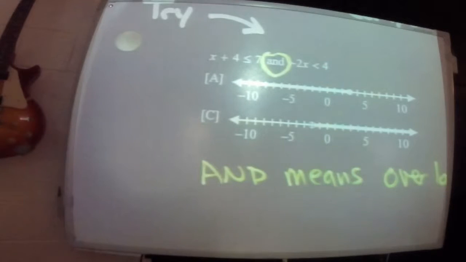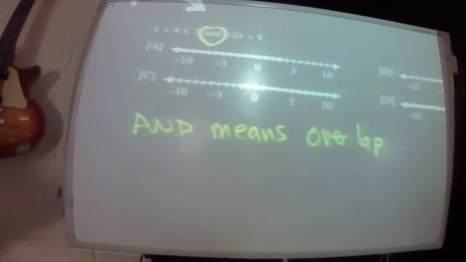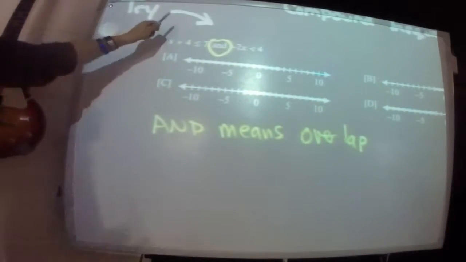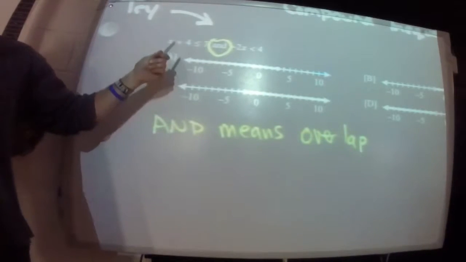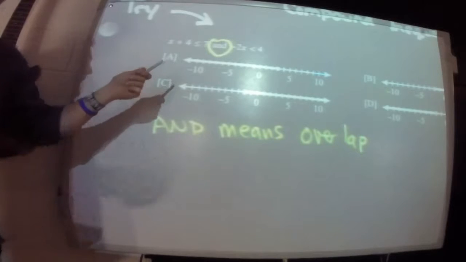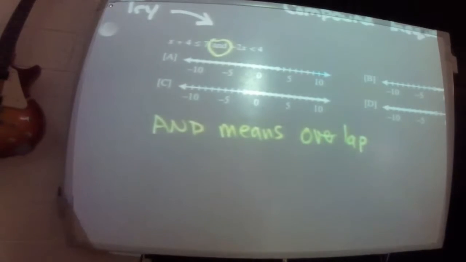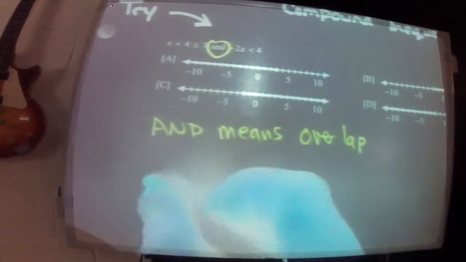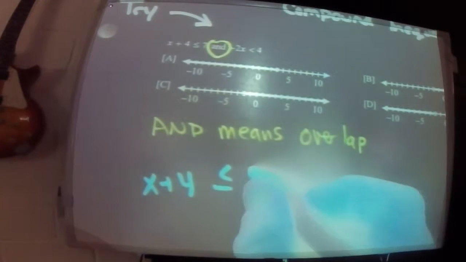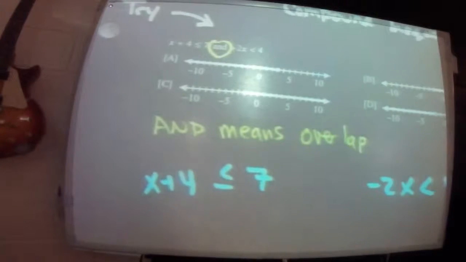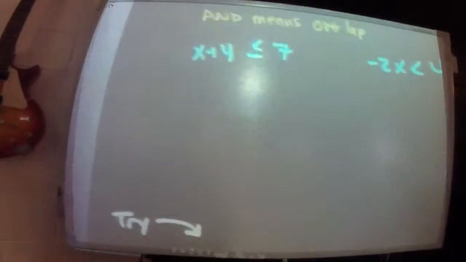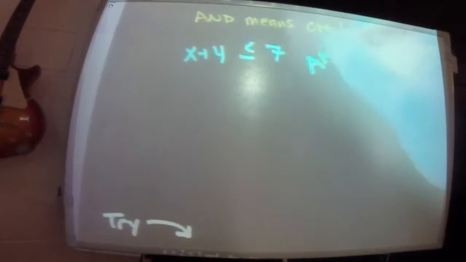Where would they overlap? So I will do them both. The good thing about this is that these are actually really easy. I'll work out the first one. When we do that next example, we'll just write it down. On the first one, x plus 4 is less than or equal to 7. And the second one is negative 2x is less than 4. With an and in the middle.